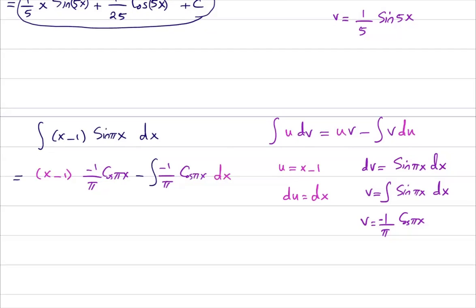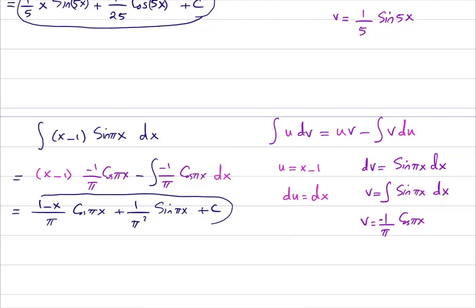Okay, cool. So this can be written as, let me just write down the whole thing. You already know how to take this integral: 1 minus x divided by pi cosine pi x, negative times negative becomes positive, plus 1/pi squared of sine of pi x plus constant of integration.